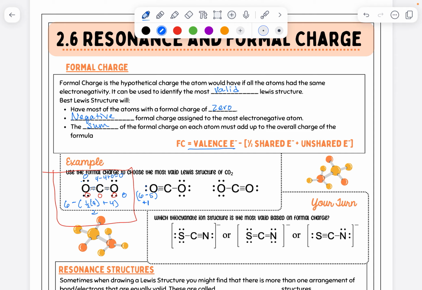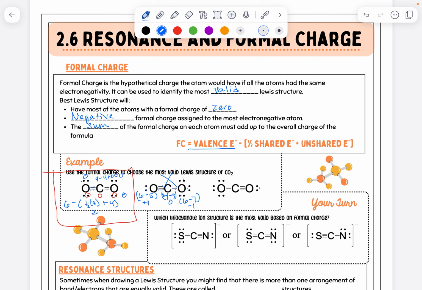It's positive. And this carbon normally has 4. And then I have 1, 2, 3, 4 attached to it. And that's 0. And oxygen usually has 6 valence electrons. And then it has 2, 4, 6, and then half of the shared one is 1, so that's 7. So 6 minus 7 gives me a -1. So I have a +1 and a -1. That's not good. So this wouldn't really be a valid resonance structure compared to the one we just did. And finally, let's do the formal charge on this one.